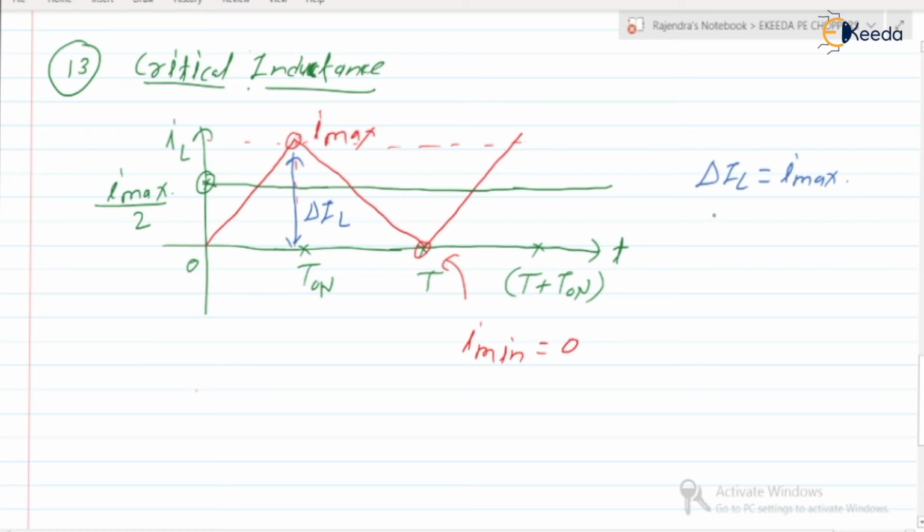Okay, next I0 is equal to IL average. So what is I0? I0 is equal to I is equal to what? Delta IL by 2, right? Because the average is delta IL by 2 only. Is this clear? So it is delta IL by 2. Okay, so please try to understand.